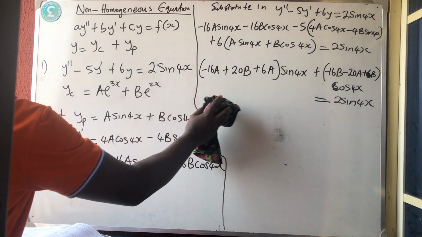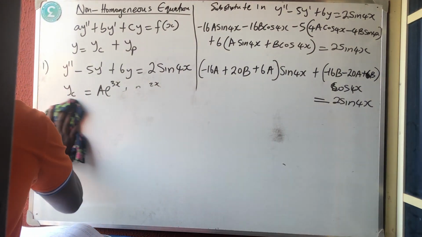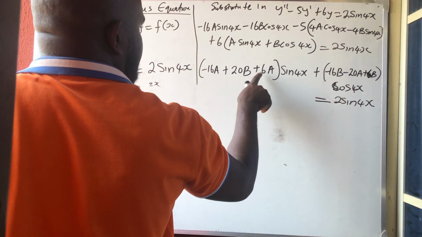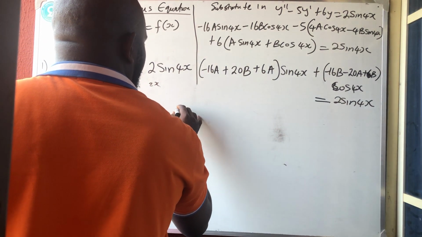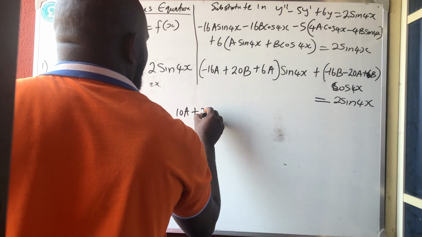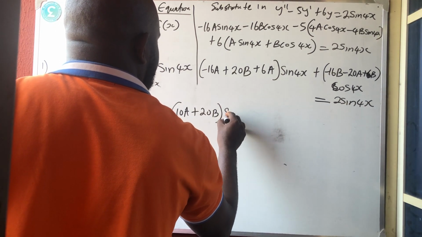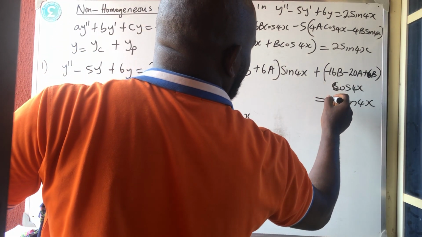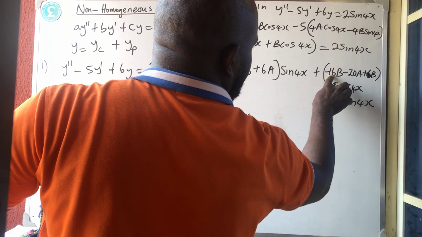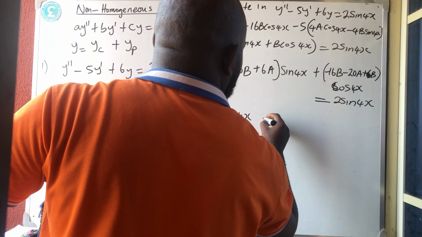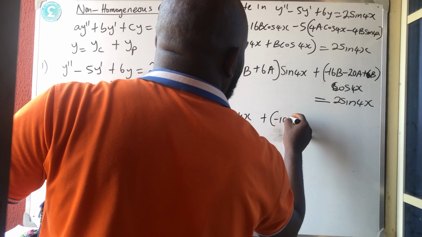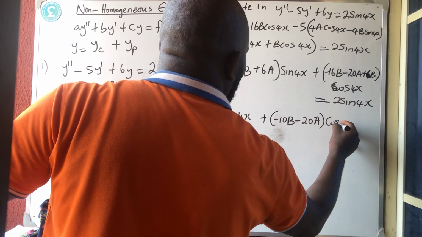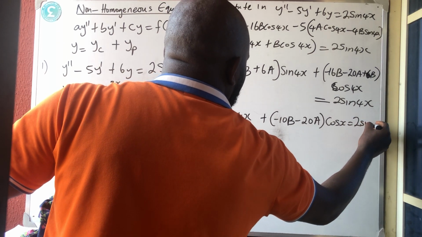Please permit me to clean here. So this and this is giving me 10a, so I'm having 10a plus 20b. Everybody has sine 4x. Okay, this side is giving me, don't forget, 6b minus 16b will give me minus 10b, so I'm having minus 10b minus 20a. Everybody has cos 4x, is equal to 2 sine 4x.